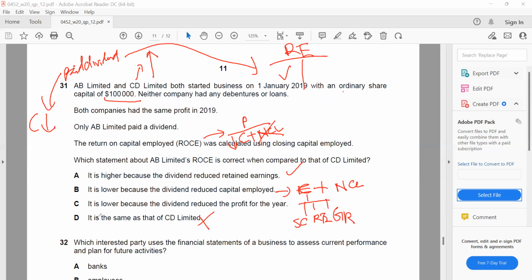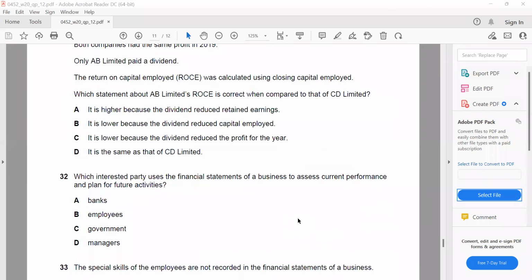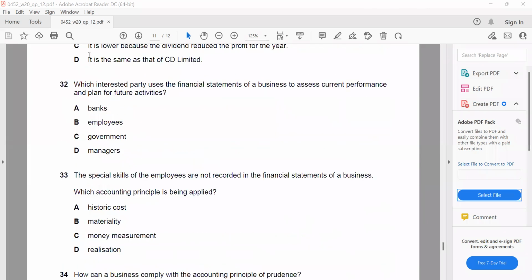So which one is possible? The answer is A, because dividend is charged into the retained earning. This is more direct to this one. Okay. Now next, move on to question 32. Which interested party uses the financial statement of a business to assess current performance or plan for future activity?